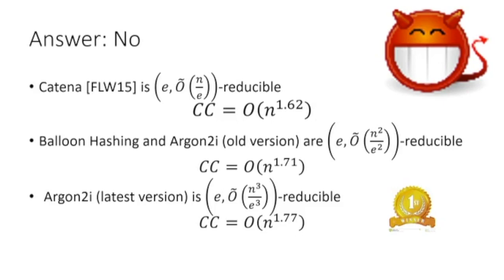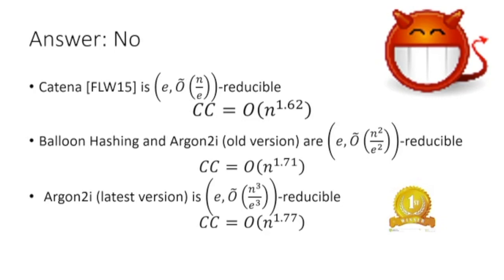Now, the latest version of Argon2i is actually a little bit better. It's now (e, n cubed over e cubed)-reducible, which is a little bit better than the earlier version of Argon2i. So in particular, we still get an attack. It's not quite as good, but it's still substantially better than an attack that has cost n squared.